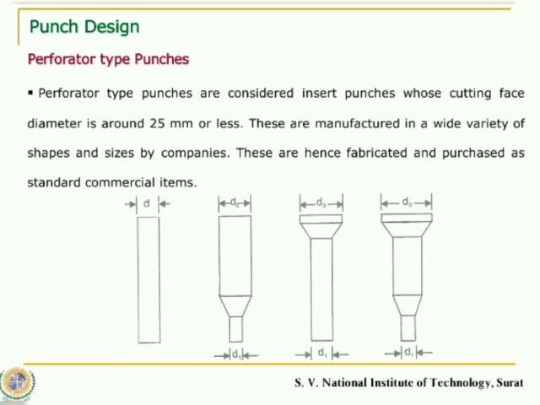The third type of punches are perforator type of punches. These perforator punches are considered insert punches whose cutting face diameter is around 25 mm or even less than that. These types of punches are manufactured in a wide variety of shapes and sizes by the industries. These are hence fabricated and purchased as a standard commercial item.